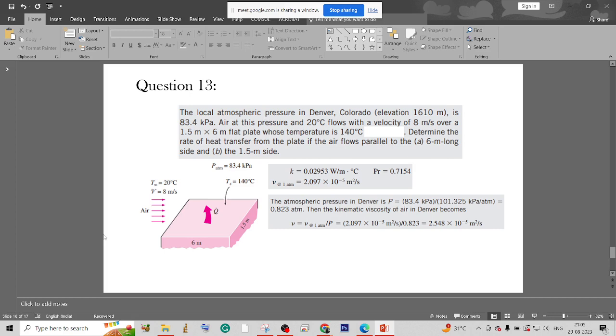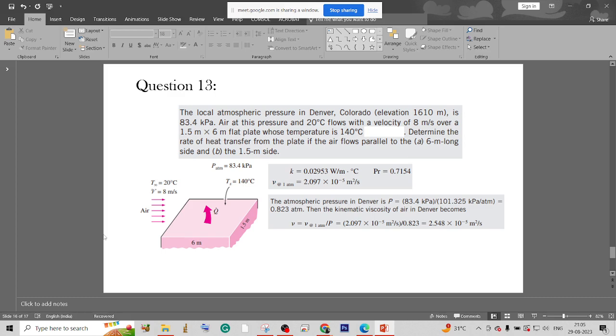So for the first case, we will take 6 meter as our x, and for the second case, we'll take 1.5 meter as x, right? Okay. So the same way as we have solved in the previous problems. Like this problem, specifically question number 12. Question number 12 will be the benchmark for this question number 13. So you will solve it the same way.